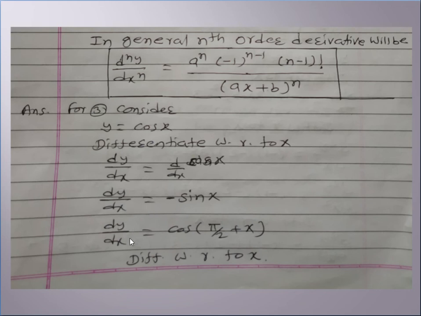Now here we use the allied angle formula. We know that minus sin theta is equal to cos of (pi by 2 plus theta). Using this formula, we can write here minus sin x is equal to cos of (pi by 2 plus x). Therefore, dy upon dx is equal to cos of (pi by 2 plus x). Now differentiate this equation with respect to x.